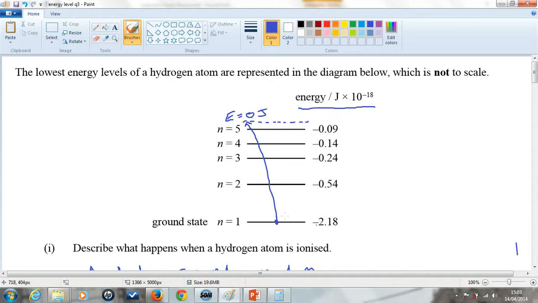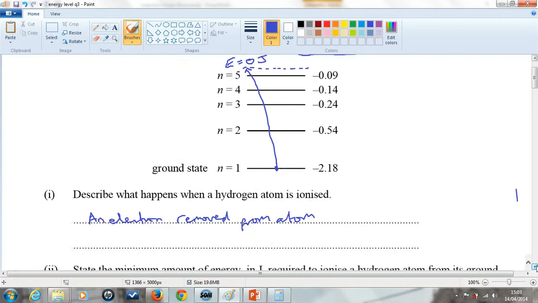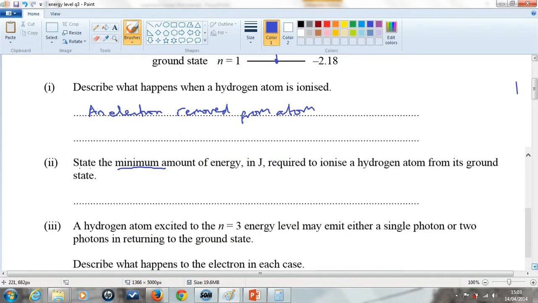So in this case, in order to give an electron enough energy to just get to 0 joules, you have to give it 2.18 times 10 to the minus 18 joules. And because it says state, you can see it's not expecting you to do a calculation. It is literally just 2.18 times 10 to the minus 18 joules. So that is the energy that I need to ionise.